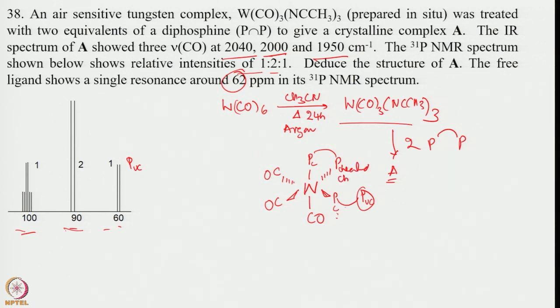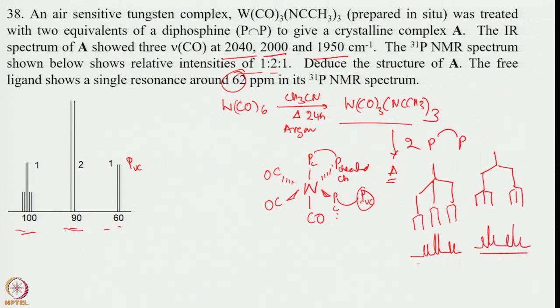So this one is coordinated, and it can couple with this one as well as this one because both are two bonds apart. So in this case, first it couples with this one, a triplet, and then it shows a doublet. So that means it should be something like this. Now the other option is it can show first a doublet and then a triplet here. Then it should be like this.